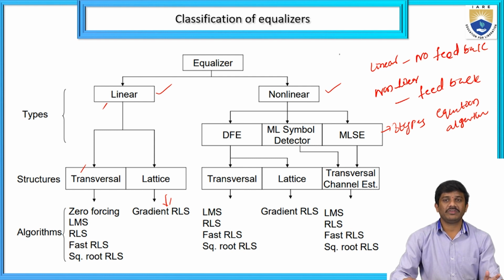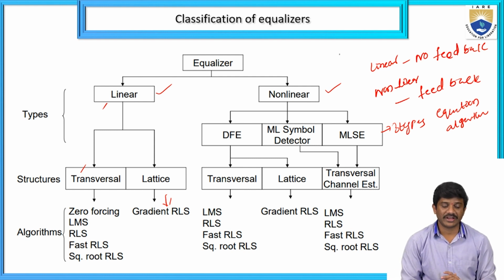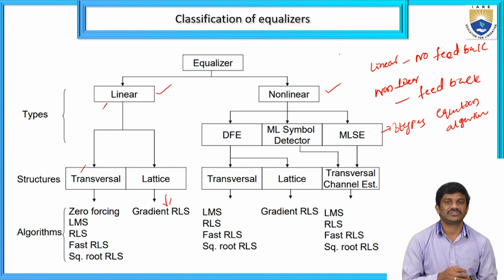Okay, for both we have different types of algorithms: zero forcing algorithm, LMS algorithm, RLS algorithm, fast recursive least squares algorithm, square root recursive least squares algorithm, and sometimes we can also use the gradient recursive algorithm. All of these we can use in the first stage and second stage of the equalizer.